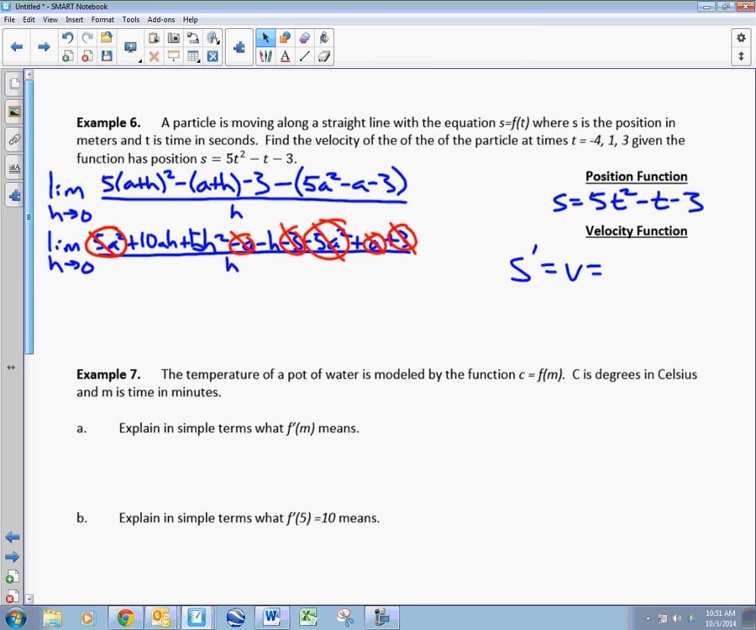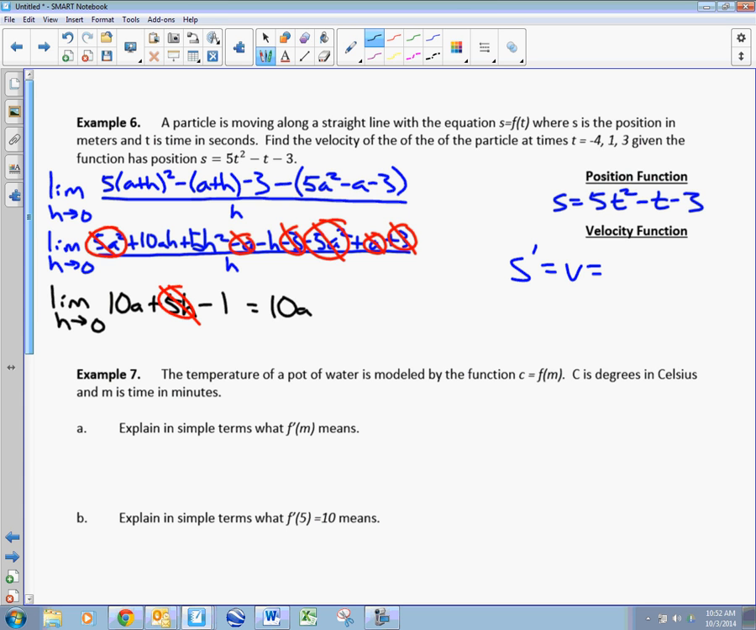Can I divide an h off? So I now have the limit as h goes to 0 of, divide the h off, you end up with 10a plus 5h minus 1. This is where the calculus comes in. The calculus comes in the setup and in this portion right here. We now need to allow the limit to go to 0. Can we do that at this point? If the limit goes to 0, what do you need to get rid of? The 5h, because the h would be 0. So the result is 10a minus 1.